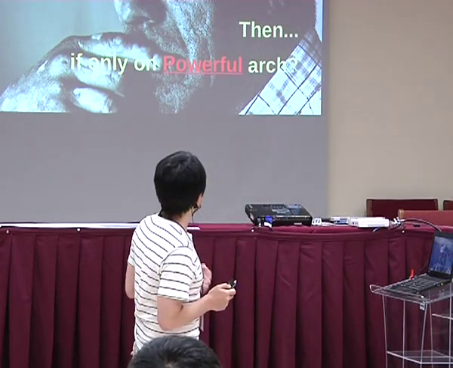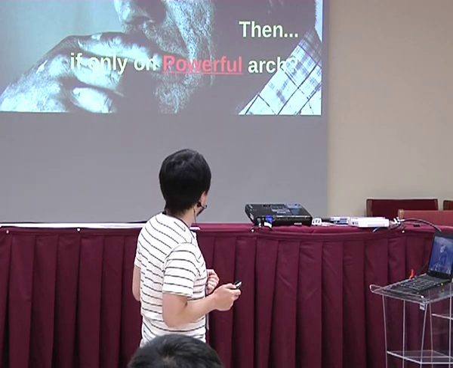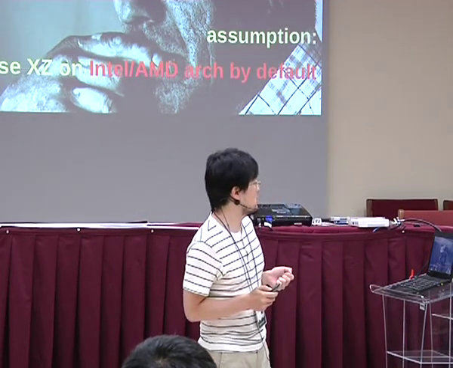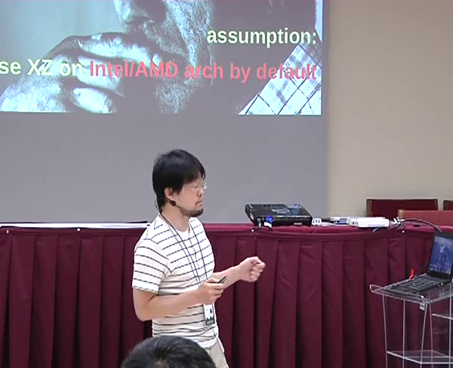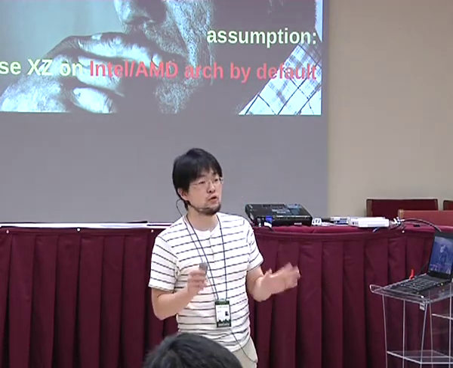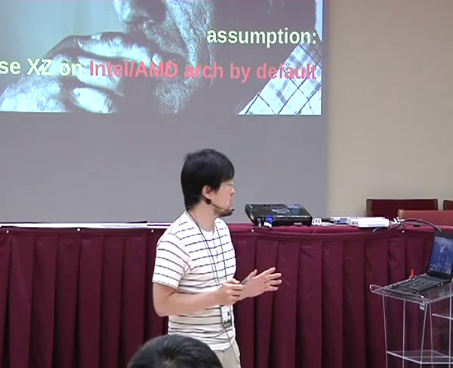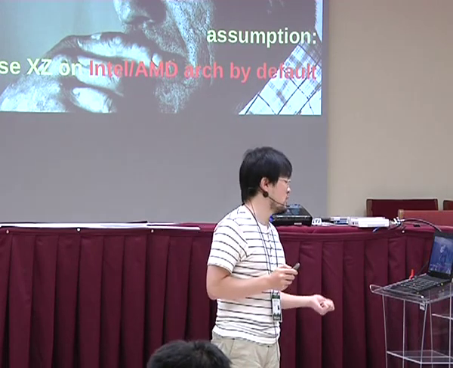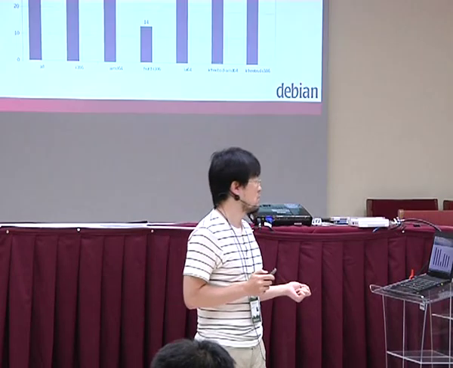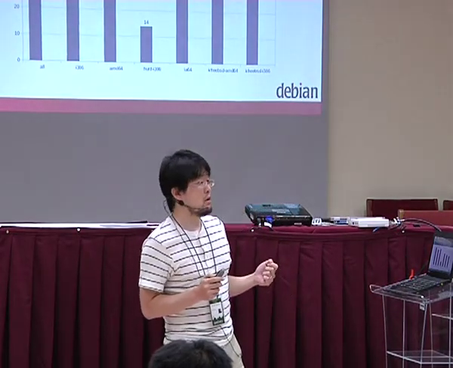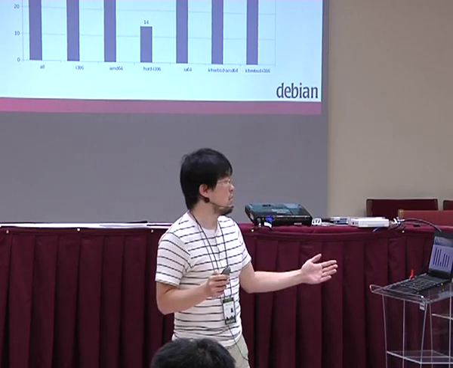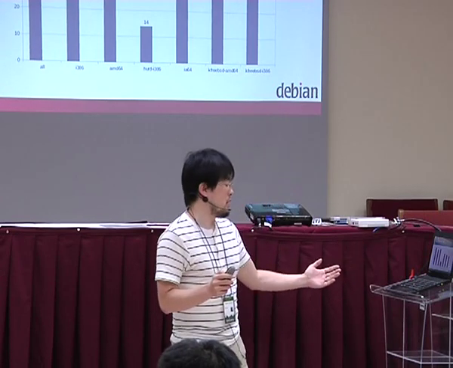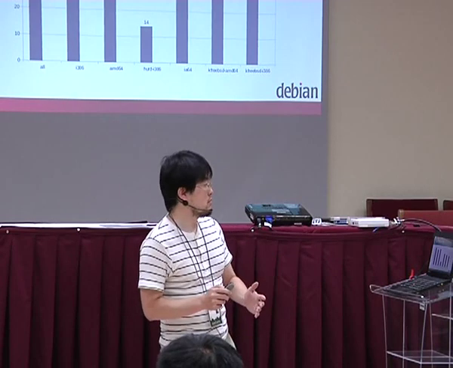But I think the slow is bad, but the fast architecture is good. Many of you are using Intel or AMD architectures, so I think XZ on Intel and AMD architecture is good. So I tried to decompress the whole Intel and AMD architecture and architecture all, and re-compress with XZ.